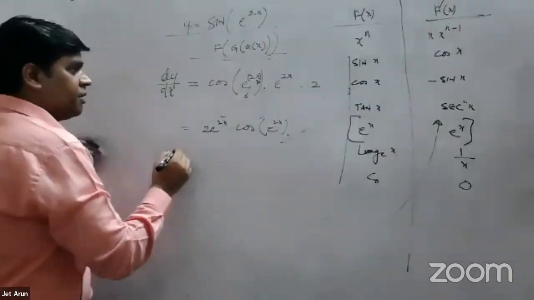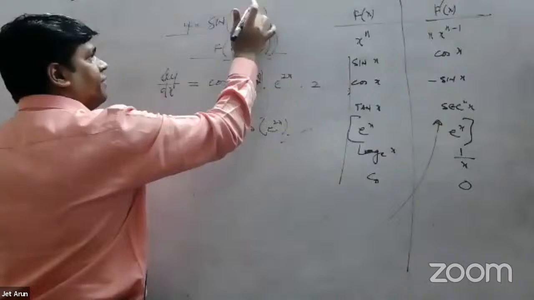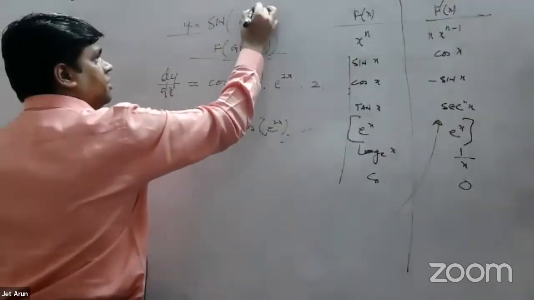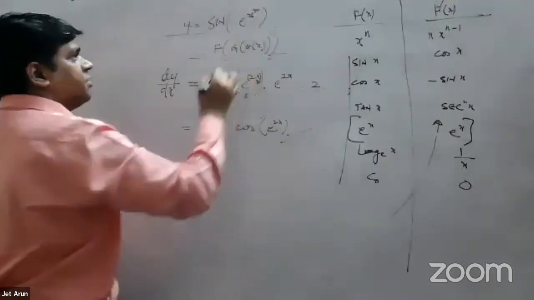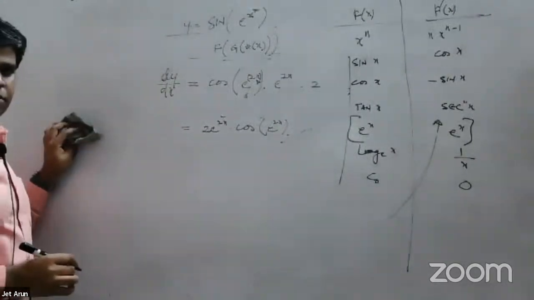Now let's do this one. Sine of e power x square. How do we do this?